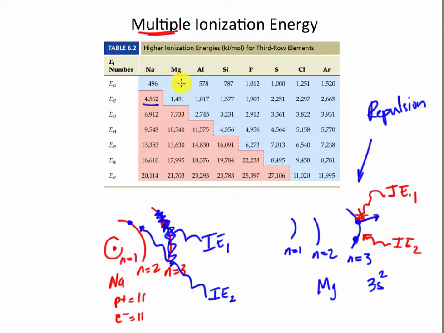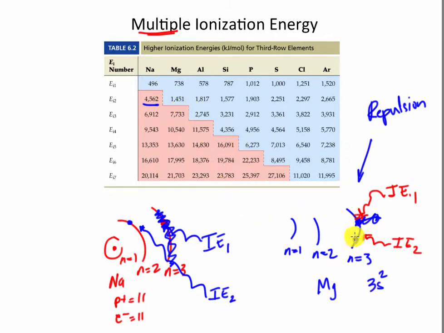So therefore, this requires less energy. This electron's gone, you've got this electron left behind, well there's no other electron giving that extra push, and therefore it actually feels more of a pull from the nucleus, and therefore effective nuclear charge goes up.